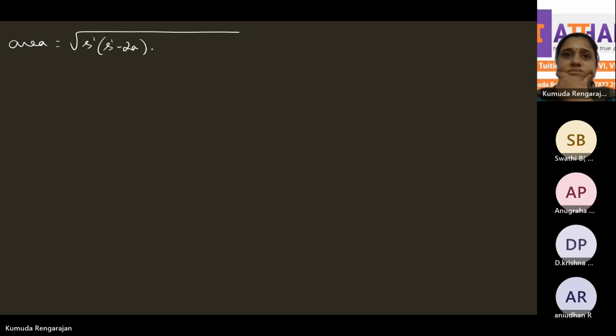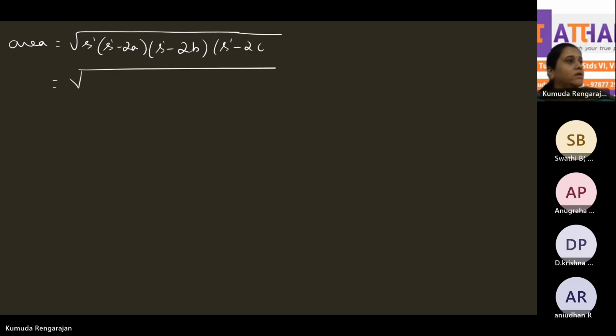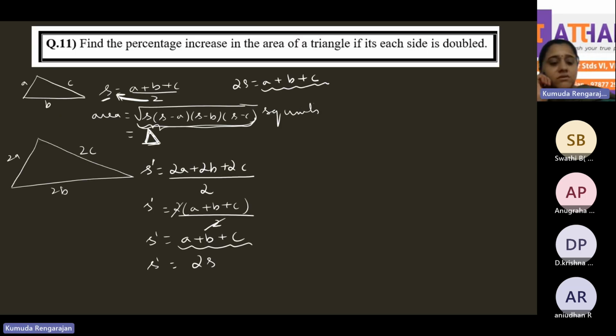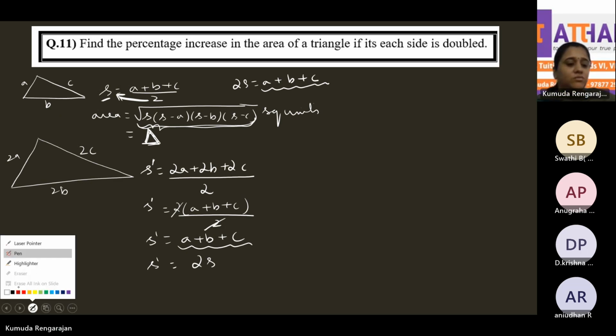So after this, what will be the area of the new triangle? Same formula: root of s dash into s dash minus 2a into s dash minus 2b into s dash minus 2c. Correct? Till here, shall I work it again for you so that you're very clear? I'll just do it.